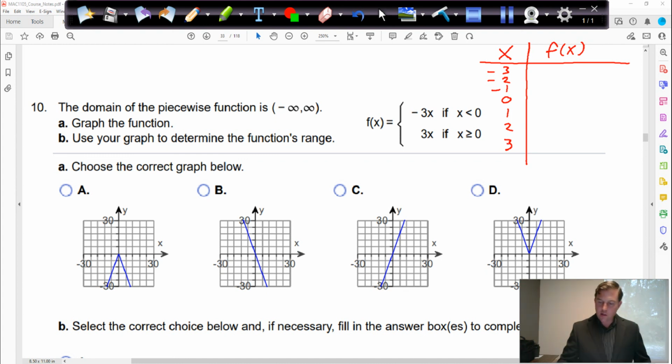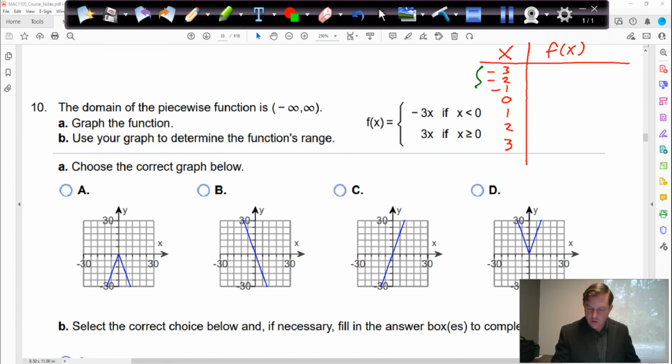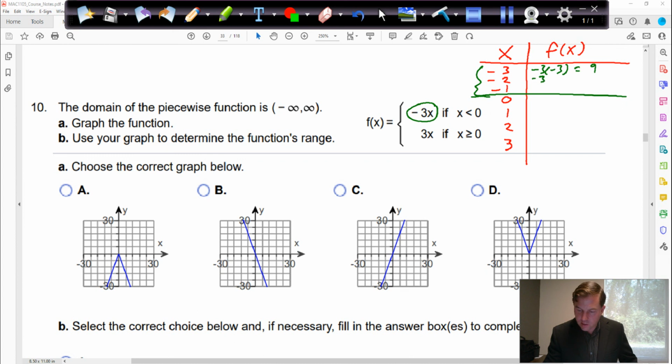So for all of these, excluding 0, we're using this one, the minus 3x, because this says when x is less than 0. Notice it says not including 0. So we use the top one. So this would be minus 3 out front times minus 3 from the x, which would be positive 9. Minus 3 out front with the minus 2 from the x value is positive 6. Minus 3 out front, and then the x is minus 1, positive 3 because of double negative cancellation.